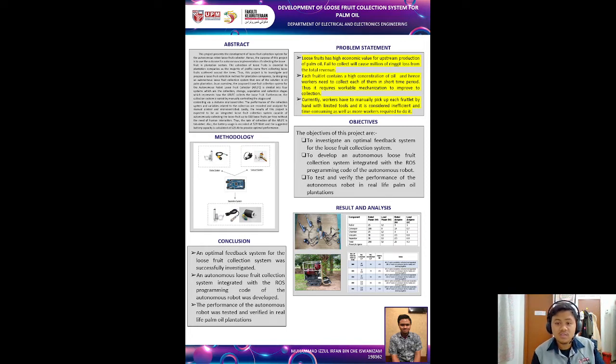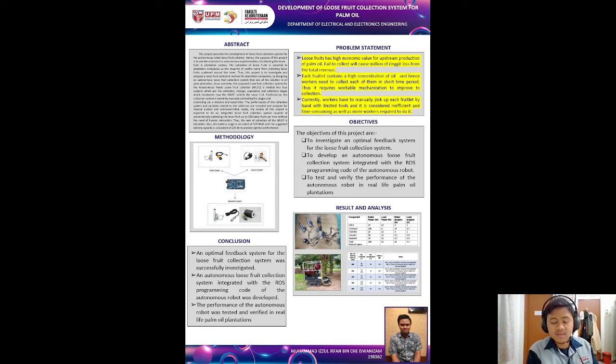Why is this? Because each fruitlet contains a high concentration of oil, and hence workers need to collect each of them in a short period of time. Thus, it requires a workable mechanization to improve the collection system. Currently, workers have to manually pick up each fruitlet by hand with limited tools, and it is considered inefficient and time-consuming, as more workers are required to do it.